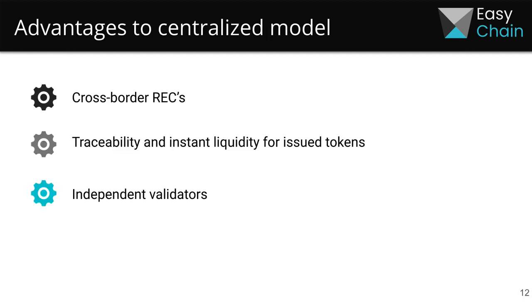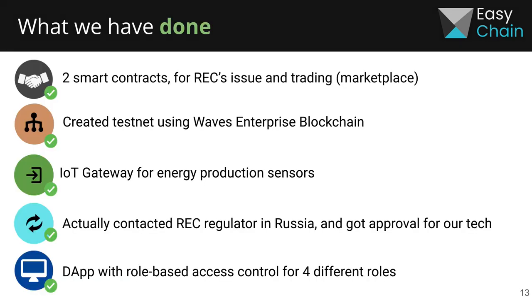We believe that this project brings significant advantage over a traditional centralized renewable energy issuance model. It allows certificates to easily cross borders. Each certificate is immutable and has a full traceability history in the blockchain. And using blockchain allows us to trade certificates on decentralized exchanges, bringing instant liquidity to them, which should help renewable energy producers to accumulate more funds. Everyone can become a validator, which makes the system more resilient, transparent, and secure.